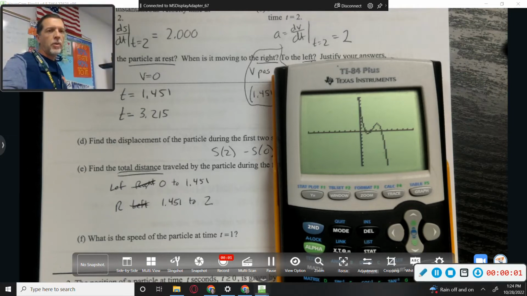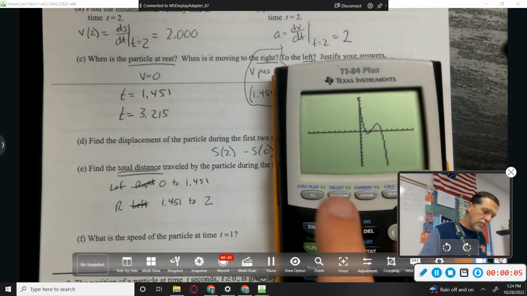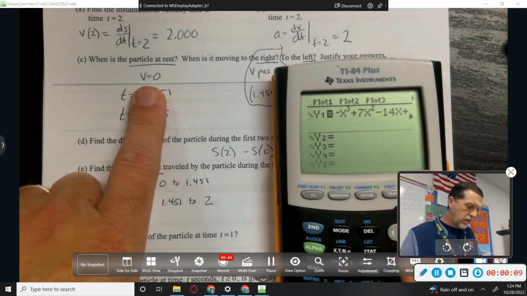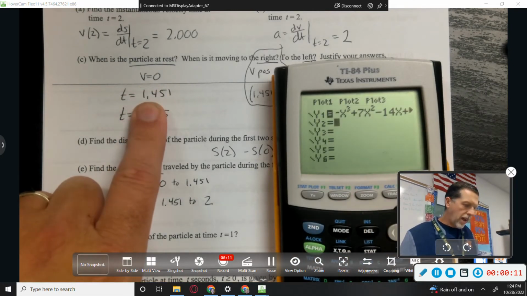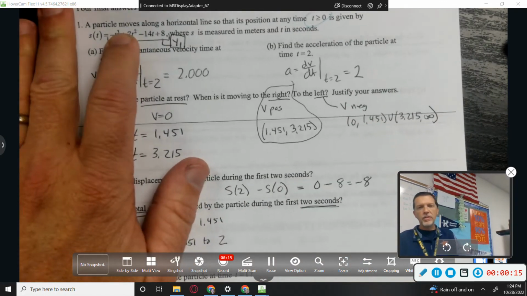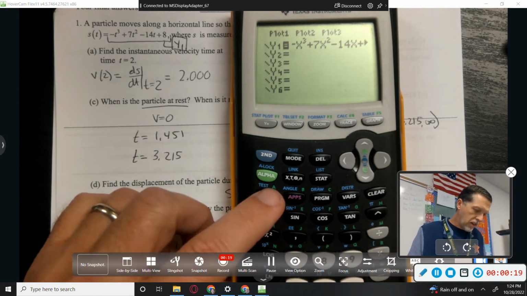And let's rewind a little bit and figure out where that 1.451 came from. It would have been when the velocity is 0. So I had to take a derivative. On one this simple, you could take a derivative by hand, but you could also do the derivative thing.